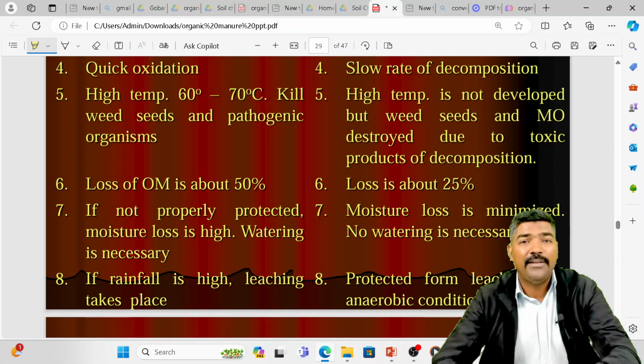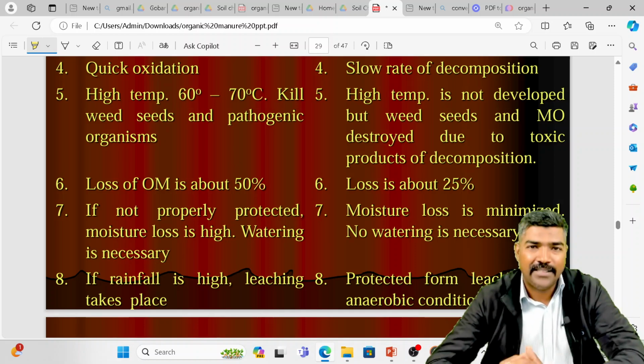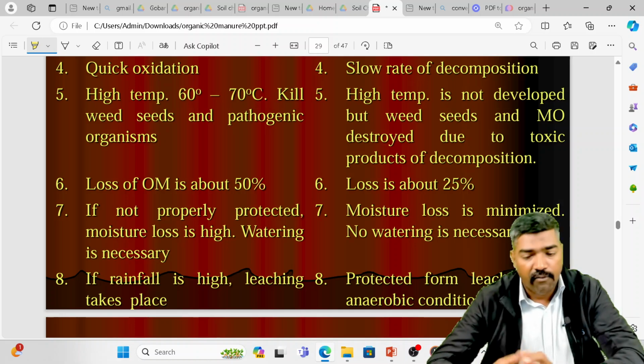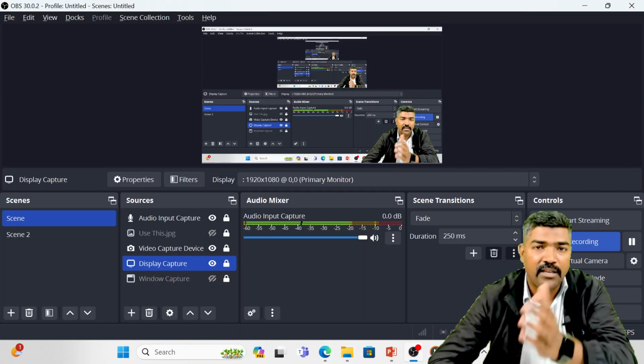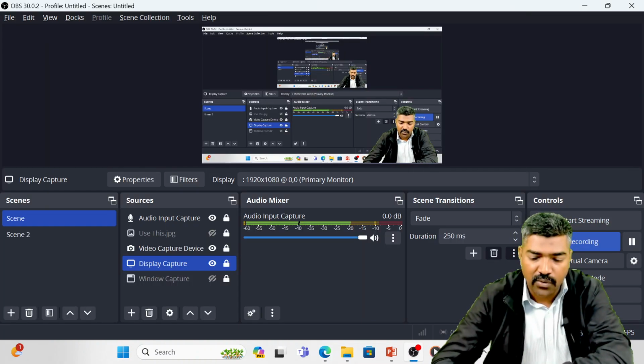So this is going to be a very interesting topic. I think you might understand the differences between the pit and heap composting and decomposition. For the various lectures, you can discuss with me. If you have any question, you can raise the question over there.